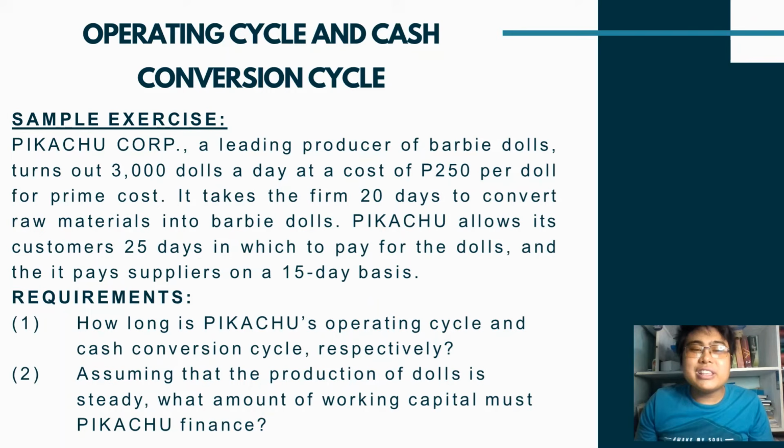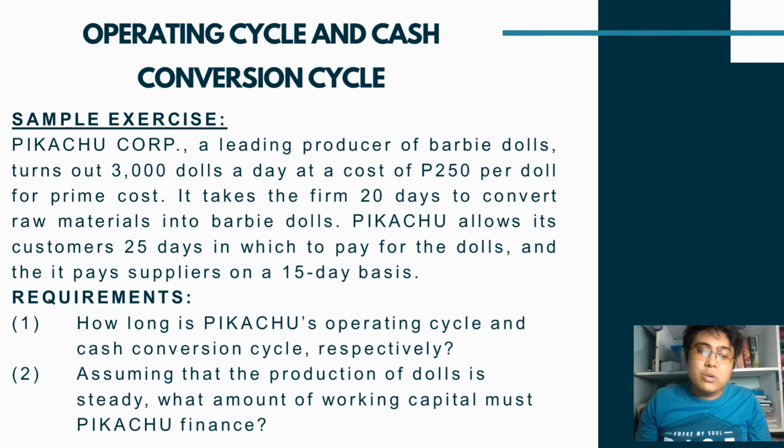Turns out 3,000 dolls a day at a cost of 250 pesos per doll for prime cost. I think we all know what is prime cost. Prime cost is direct materials plus direct labor. It takes the firm 20 days to convert raw materials into Barbie dolls, and Pikachu allows its customers 25 days in which to pay for the dolls. And Pikachu pays its suppliers on a 15-day basis.